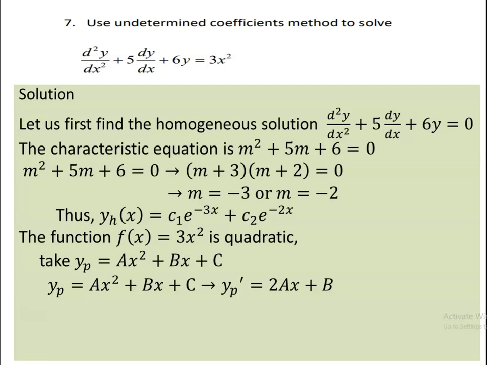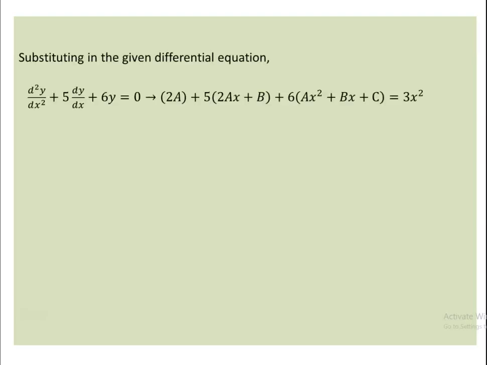So we need to derive yp prime, and we will get yp prime, and that is 2ax plus b. And further derivative of this makes 2a. So we are saying that yp is a particular solution. So we need to substitute these obtained values in our differential equation and try to match the coefficients in such a way that they can be solved. So after substitution, what comes next is this one.